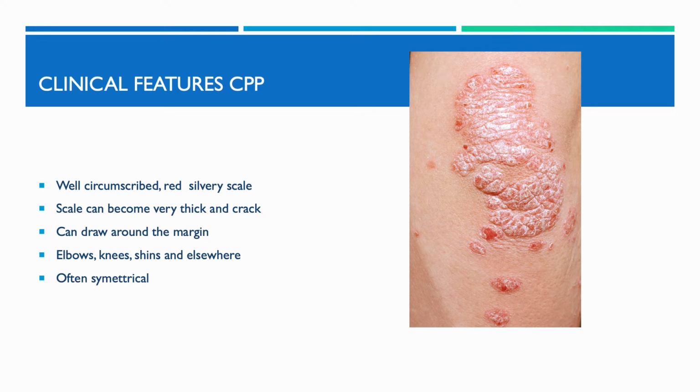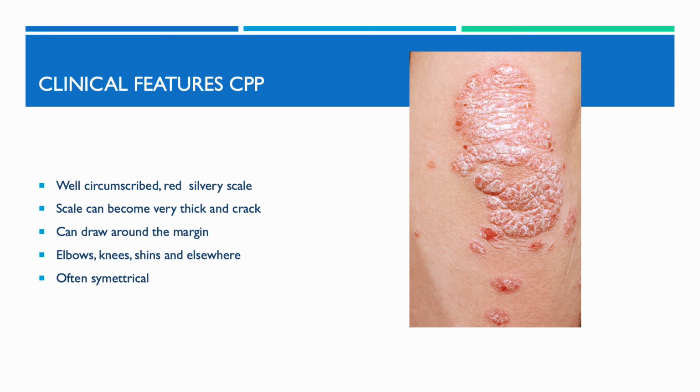As mentioned previously, this produces well-delineated, well-circumscribed, red, silvery scaled patches. They're often symmetrical. This overlying scale may become thick and crack. As the lesions are so well demarcated, it's possible to even draw around the edge of the psoriatic lesions, which you can't do in other things such as discoid eczema. So that clear, well delineated, well marginated edge is the clue to psoriasis.